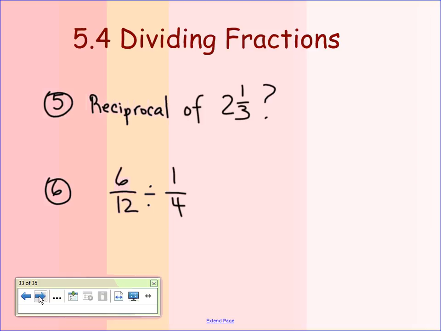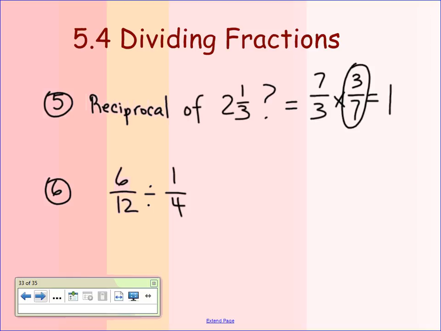Remember we talked about the reciprocal? Well, in order to find the reciprocal of a mixed number like this, you're going to have to, first of all, change it into an improper fraction. That's correct. 7 over 3. And then what I'm going to do is find the number that is multiplied by 7/3 that will equal 1. So what times 7 over 3 equals 1? Well, that's 3/7. If I multiply those two together and cancel, I will get 1. So 3/7 is the reciprocal of 2 1/3.